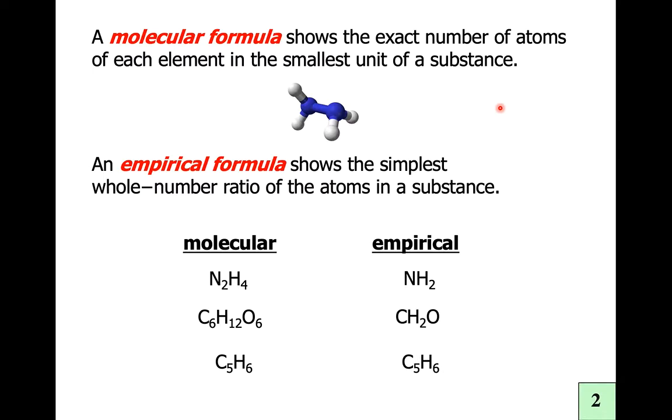So in these instances, the molecular and empirical formula are identical to one another. There's no common factor. For the first one here, we could divide both by 2. For the second one, we could divide them all by 6. Here, if we divide the first one by 5, it's okay, but the second one we get 6 over 5, and that's not an integer.